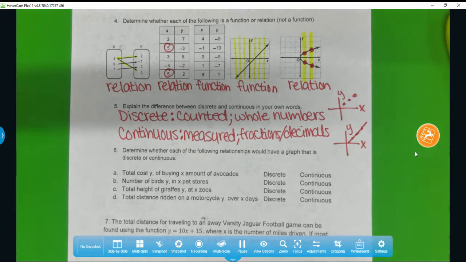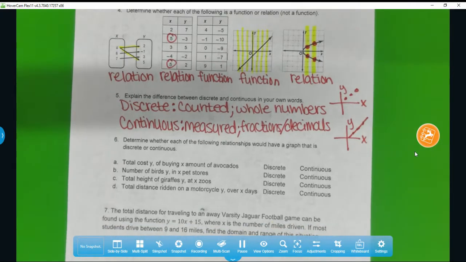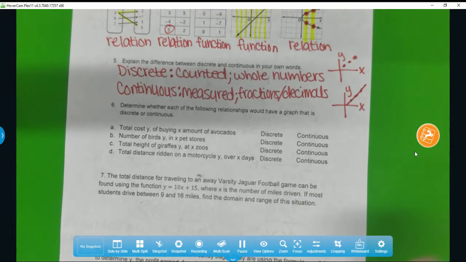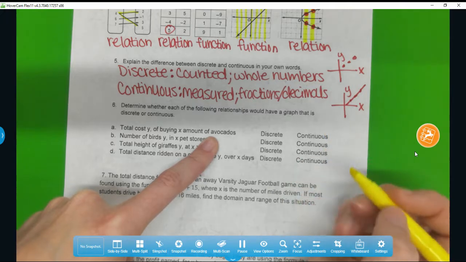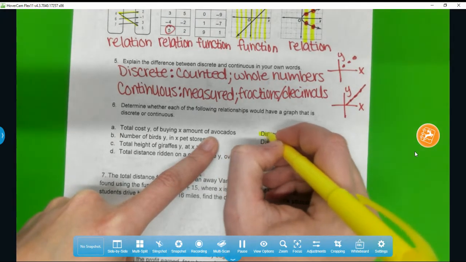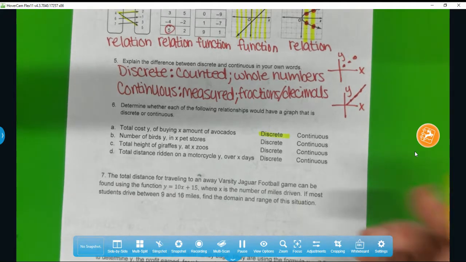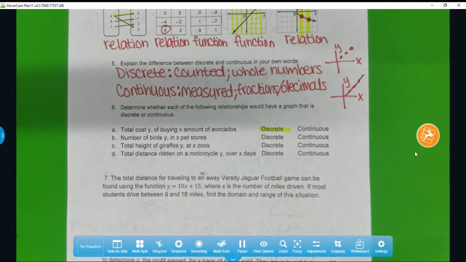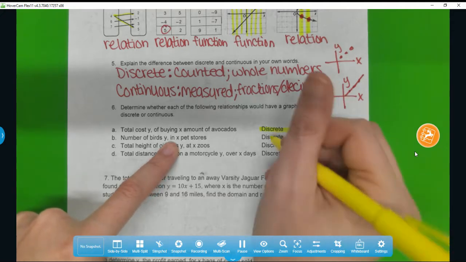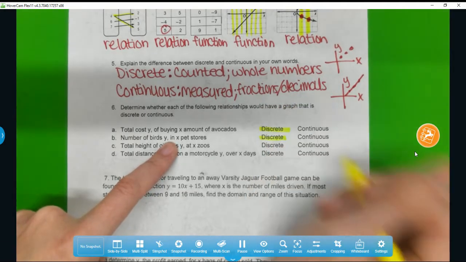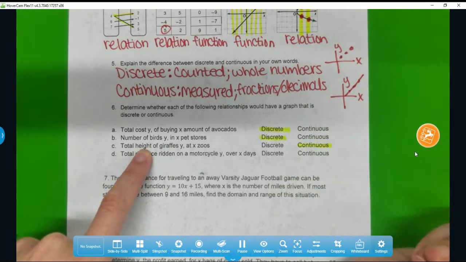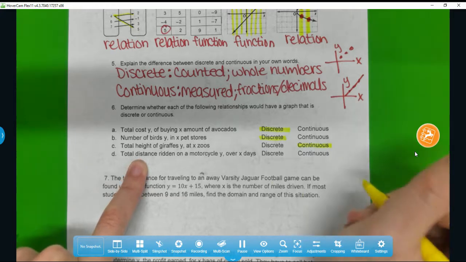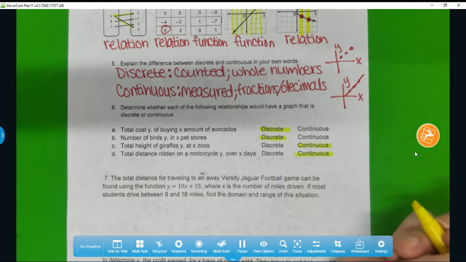So we're going to determine whether each of the following would have a graph that is discrete or continuous. So the total cost y of buying x amount of avocados. You're not going to buy half of an avocado, so that's going to be discrete because I'm going to count how many avocados I have to find the cost. The number of birds in pet stores, that's also discrete. Total height of a giraffe, I measure height, so that's continuous. Total distance ridden on a motorcycle, I measure distance, so that's also continuous.